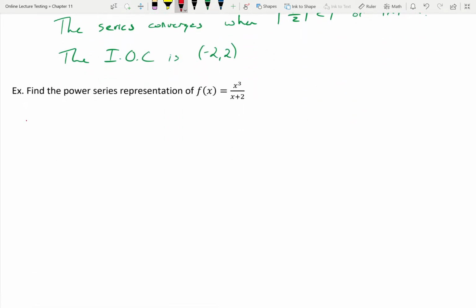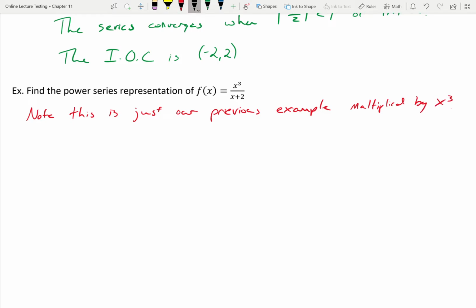An important note that I'm going to be incorporating here, so make sure that you follow this. Note that this is just our previous example multiplied by x cubed. So we have x cubed over x plus 2, which means we can write this as x cubed times the previous function. Now again, think about x. x is a fixed value. So in the grand scheme of things, this is a constant value. Okay?